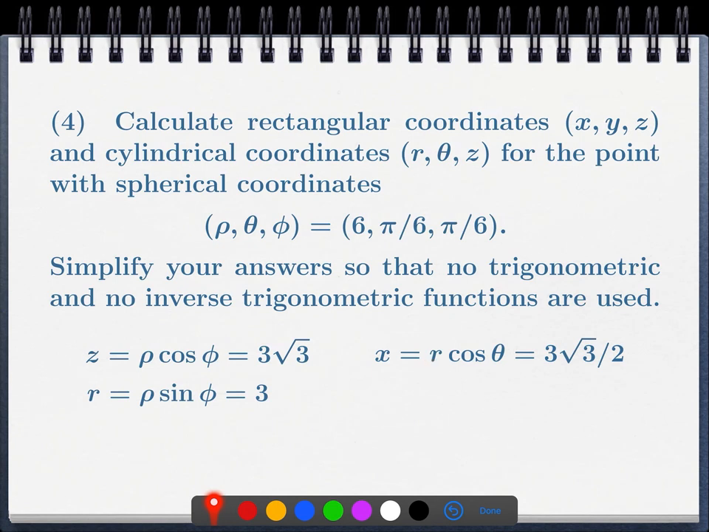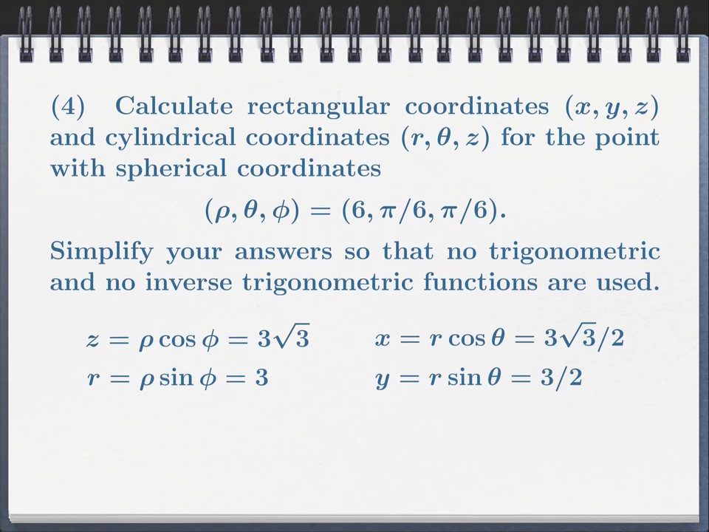So x is going to be r cosine of theta. It's going to be 3 times the cosine of pi/6, which is square root of 3 over 2. So I've just written it 3 times the square root of 3 over 2. Y is r sine theta. R again is 3. And sine of pi/6 is 1/2, so we're just getting 3 halves for y.